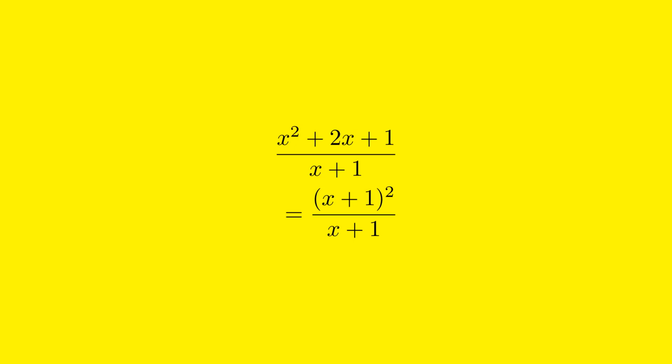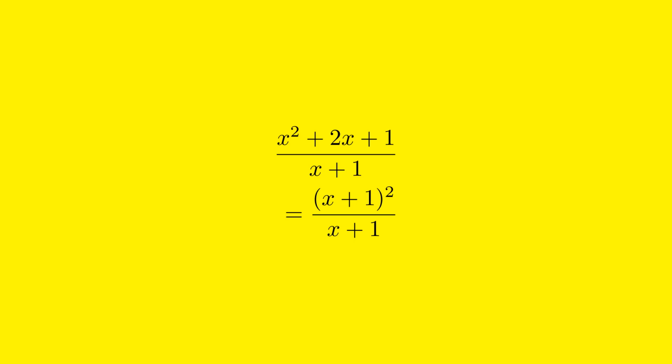To begin solving the problem, reduce the rational expression to lowest terms: x squared plus 2x plus 1 over x plus 1. We must first simplify each part of the expression. Let's start by factoring the numerator.